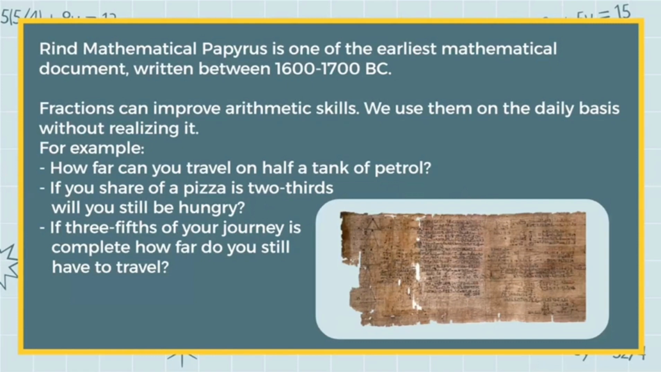The Rhind Mathematical Papyrus is one of the earliest mathematical documents, written between 1600 and 1700 BC. Fractions can improve arithmetic skills. We use them on a daily basis without realizing it.